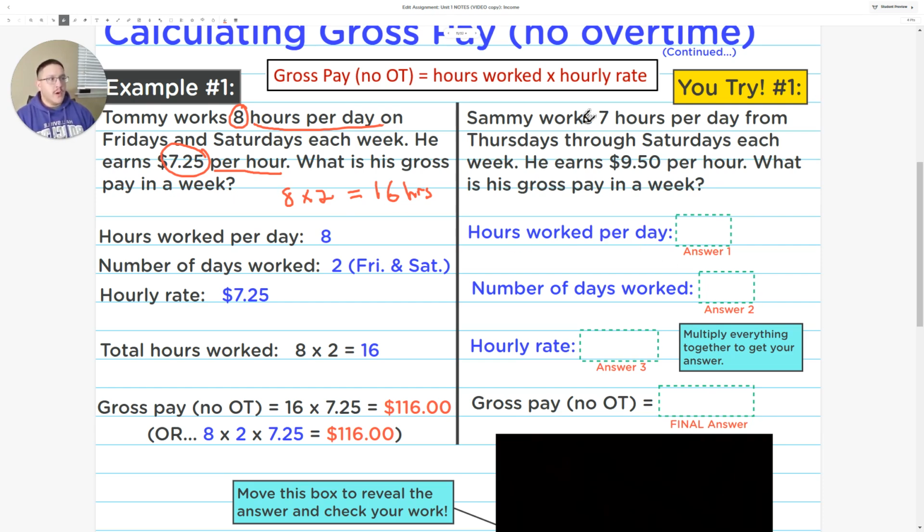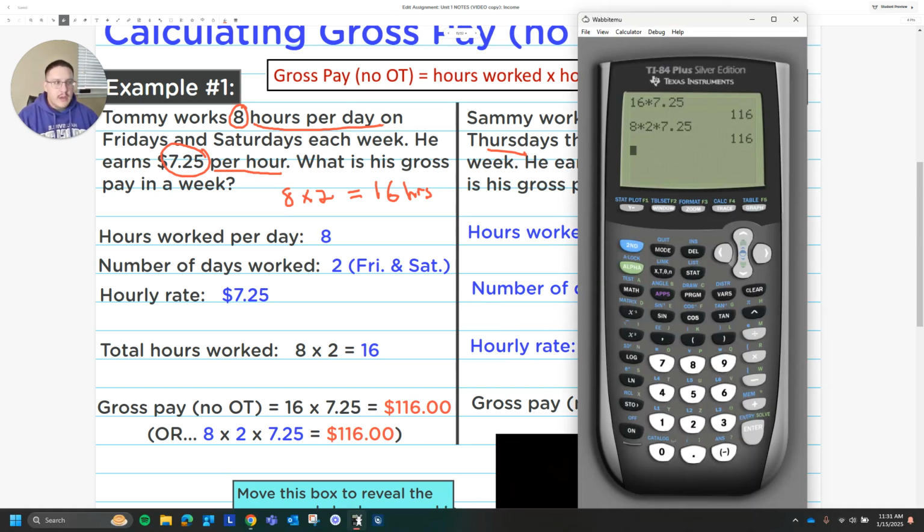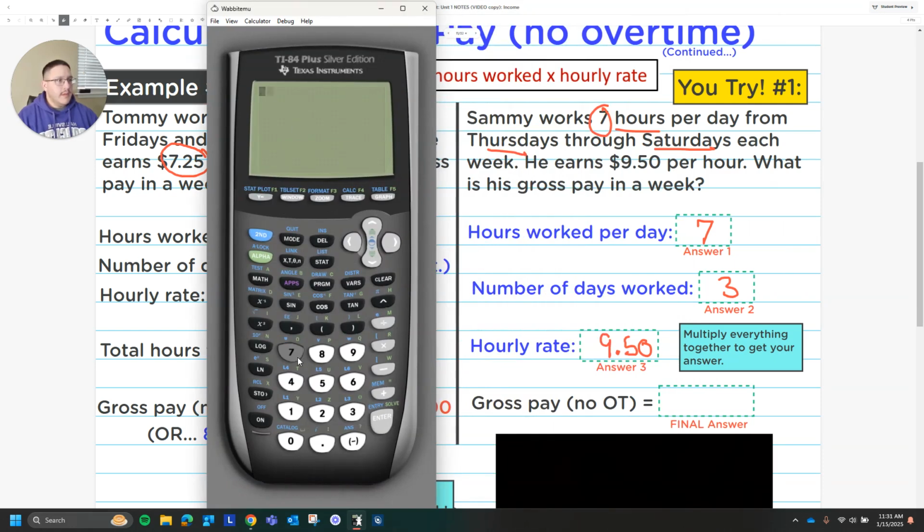All right, so the hours he worked per day is 7 hours per day. Number of days he works from Thursday through Saturday, that's Thursday, Friday, Saturday, 3 days. Hourly rate is $9.50. So multiply all that together. 7 times 3 times 9.50 is $199.50.